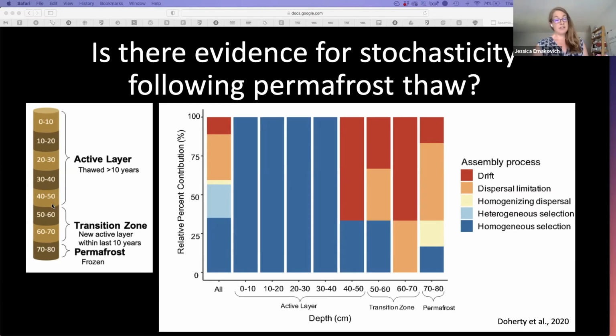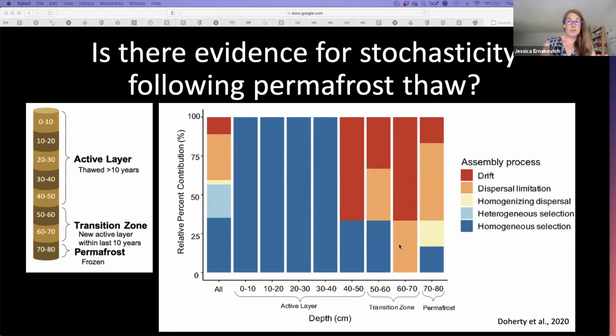So looking at the active layer down to 50 centimeters, this is what we're calling the transition zone, which was new active layer within the last 10 years based on their probing data. And then some still frozen permafrost. She used the technique that Hannah was talking about, the beta null modeling technique, and she sees in frozen permafrost drift and dispersal limitations, so these stochastic factors, and also selection. So these are what we expect. We expect selection for those conditions and dispersal limitation; this all makes sense.